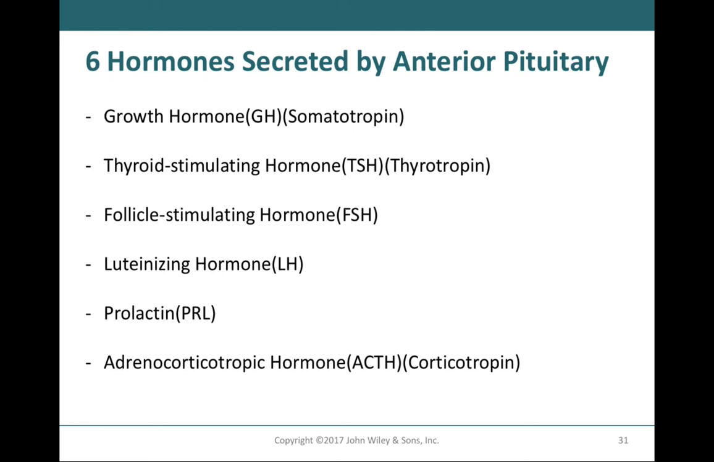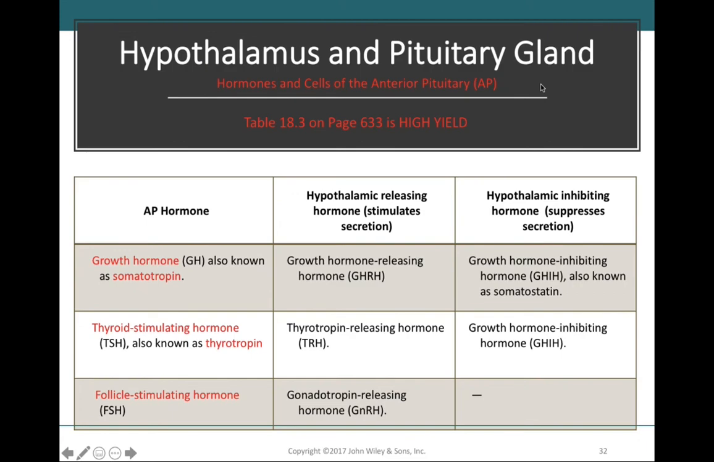Just FYI, there is also a melanocyte-stimulating hormone that I will not be requiring you to know, but if you look in your book, you will find that hormone listed there also. So these are the 6 hormones that come from the anterior pituitary, and again, they are released in response to the releasing hormone. So you can see these are really just listed again here on the next 2 slides.